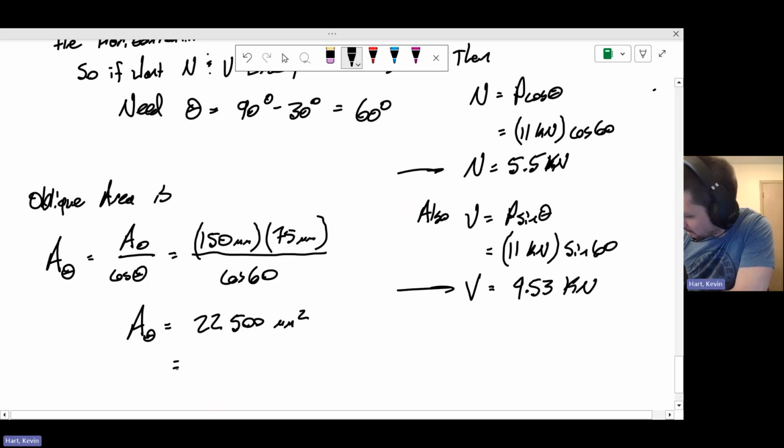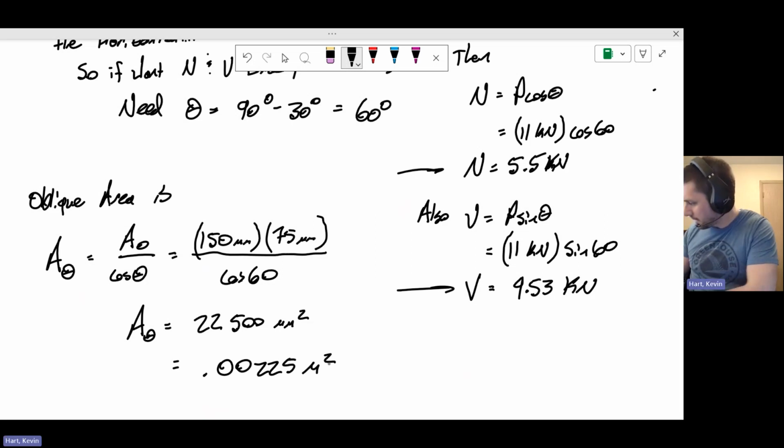Or if you want it in meters squared, which is kind of nice, divide by a million. I think that would be right. Sorry, this is off by one decimal point. That's better. 2,250 square millimeters. There you go. Okay, so that's your new oblique area.